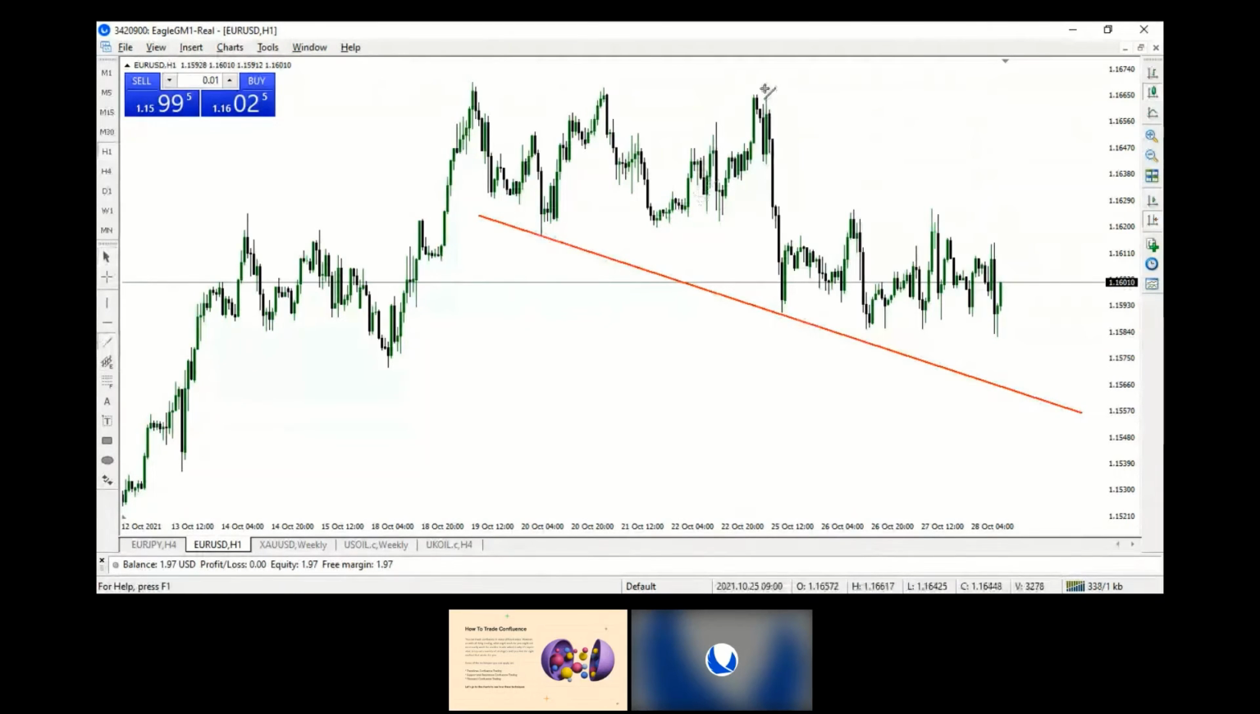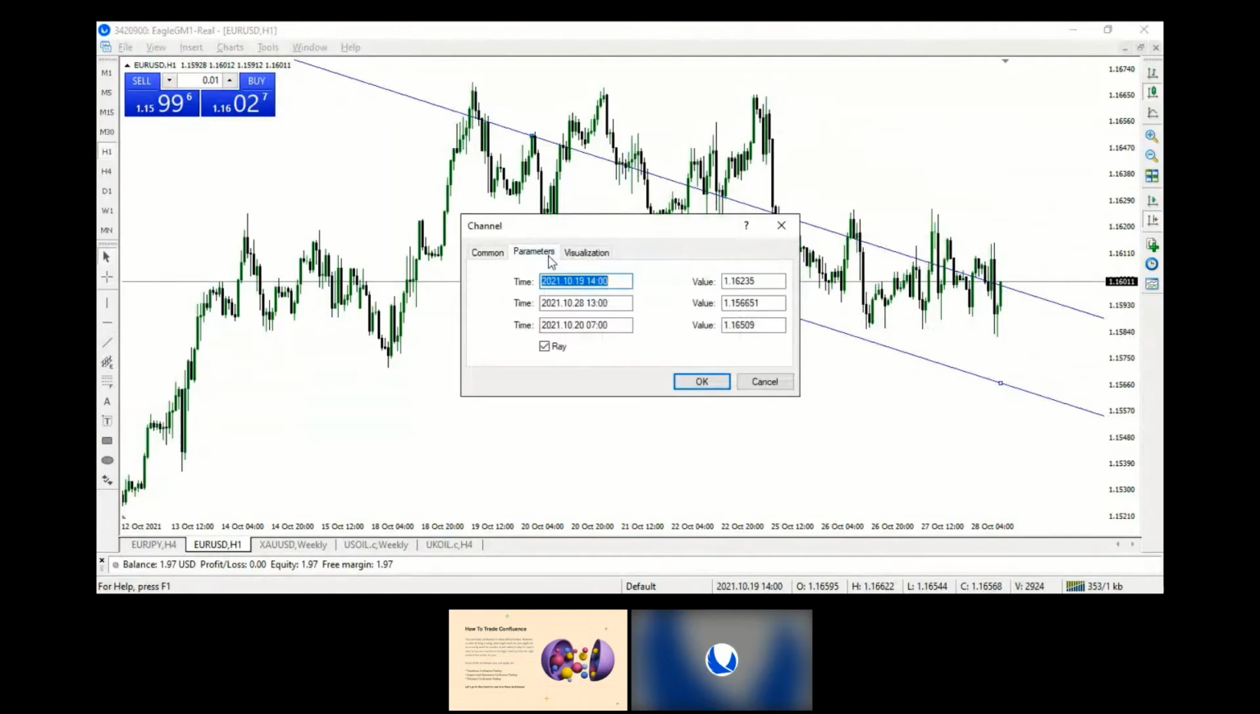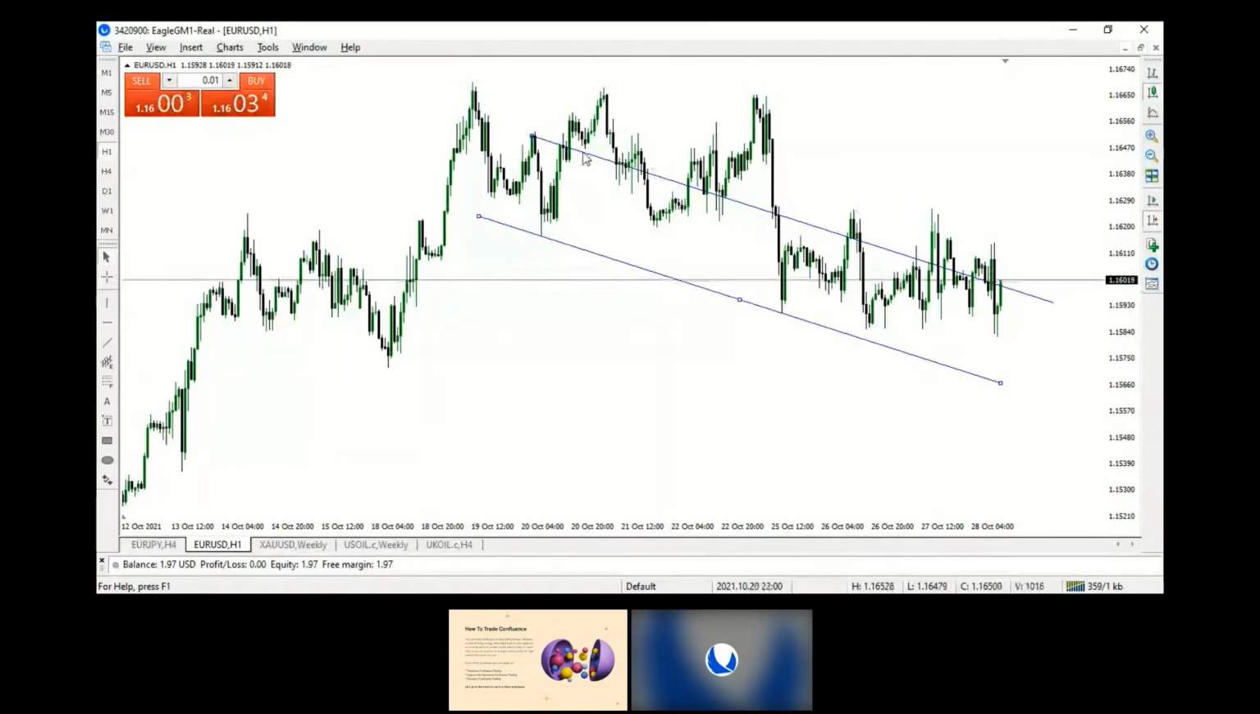And what? Okay, let's use an equidistant channel. Just a trend line channel. Let's add it from the low. Let's add it right there. Okay, let's turn off the ray.